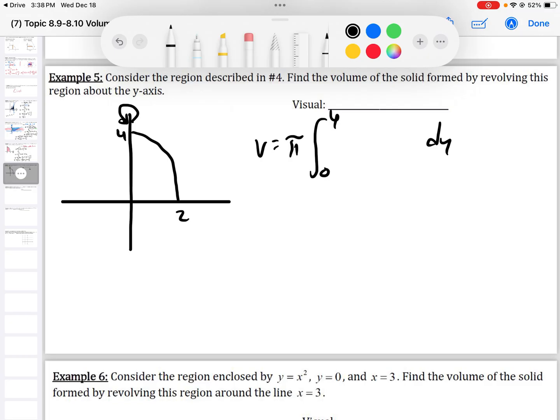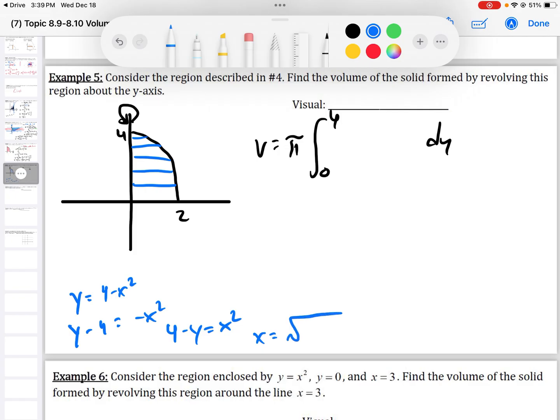If I'm trying to find my radius, this time it'll be in terms of y. So the radius will be going this way. So it's whatever that function was. This was y equals 4 minus x squared. Then we'll solve it for x. So y minus 4 is equal to negative x squared. So 4 minus y is equal to x squared. So x is equal to the square root of 4 minus y. And we'll use the positive root because it's a positive distance.